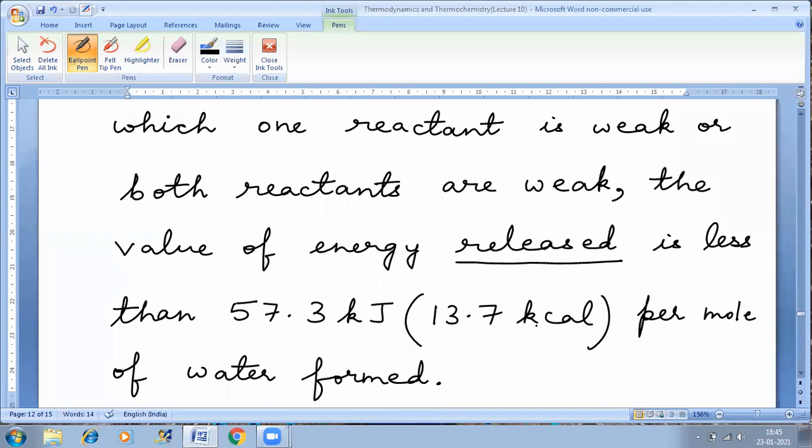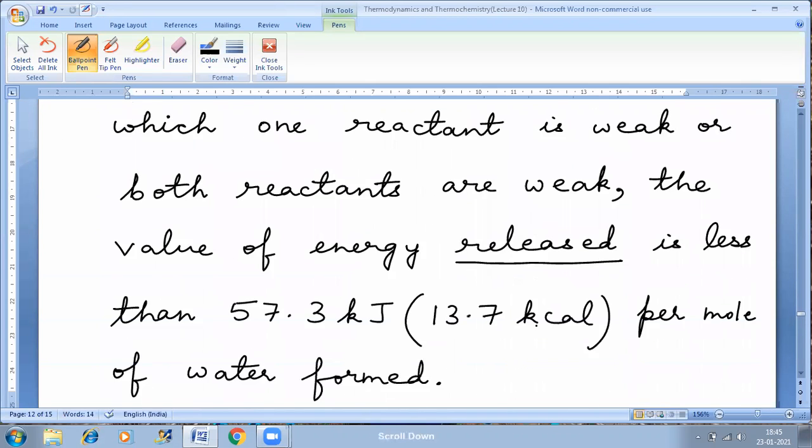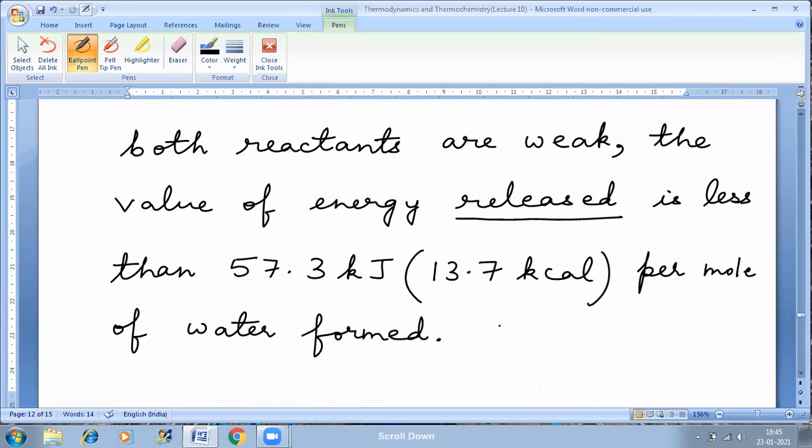मतलब कहने से कि less energy is released, मतलब ये less exothermic है compared to a reaction where both acid and base are strong. Right? अगर एक रिएक्टेंट वीक है तो भी 57.3 किलोजूल रिलीज नहीं होने वाला है, उससे कम रिलीज होने वाला है. दोनों रिएक्टेंट्स वीक हैं तो भी 57.3 किलोजूल से कम एनर्जी रिलीज होने वाली है, यानी वो less exothermic हो गया. करेक्ट?